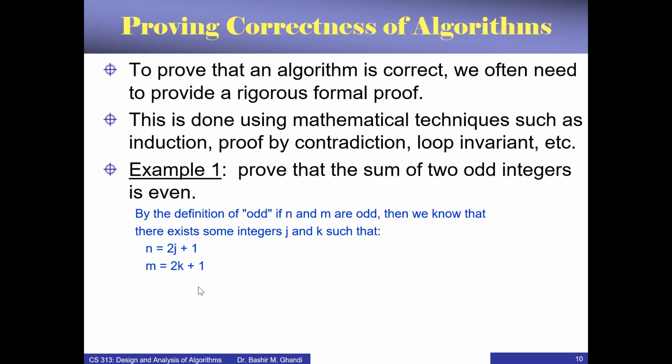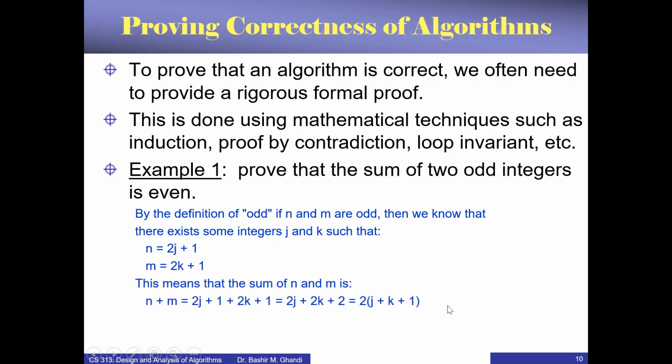Of course we can. 9 will be 2 times 4 plus 1. 2 times 4 is 8, plus 1 will give you 9. So if you take any odd number, you can represent it as 2 times another integer plus 1. So we're going to assume our two numbers n and m can be represented like this. Now try to add n plus m and see. Are you going to get even?